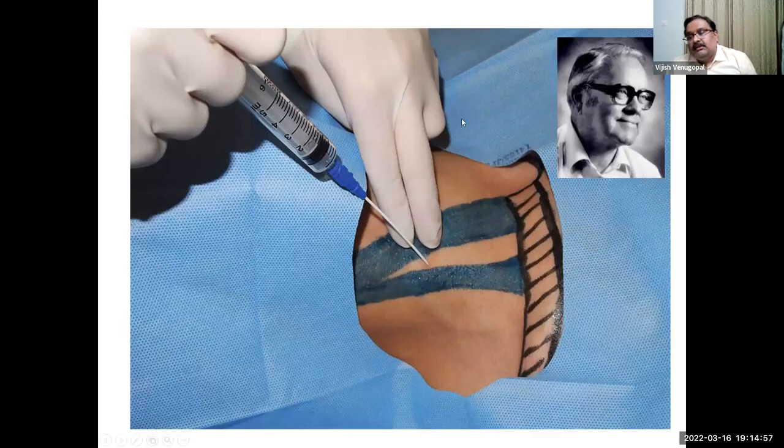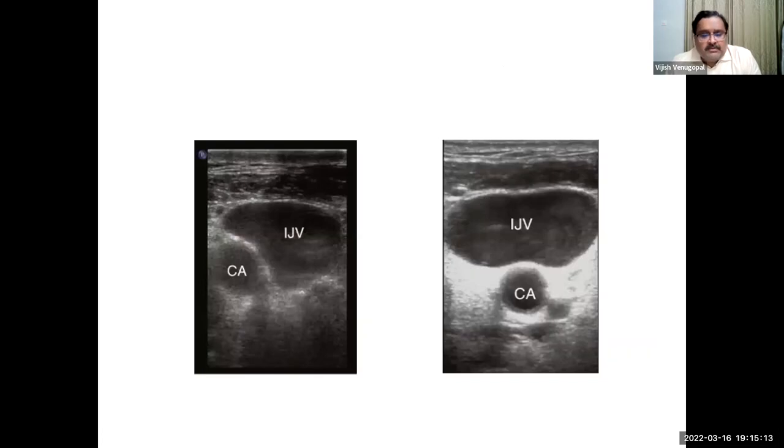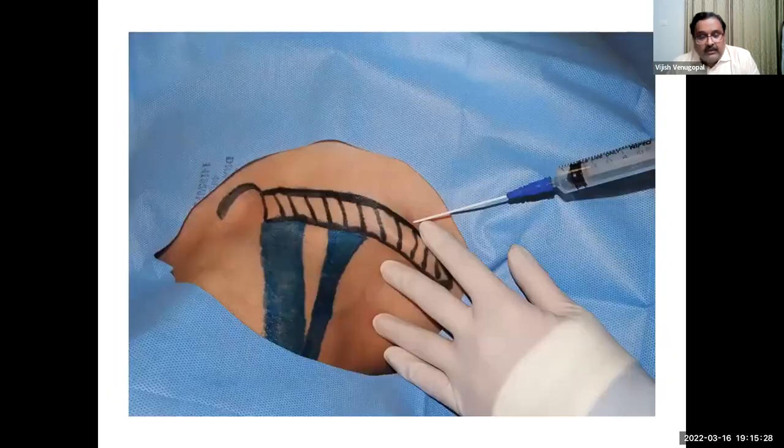And we use the Seldinger technique. It can be done either by the ultrasound probe or by palpatory method. And if you're not using an ultrasound probe, you have to do a Fabian test. It's advisable to use the ultrasound probe because of the anatomical variations, as you can see in this picture here. So that's the way of putting in an ultrasound mediated IJV.